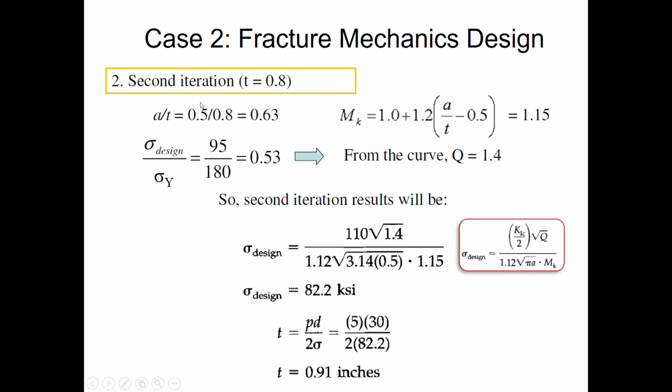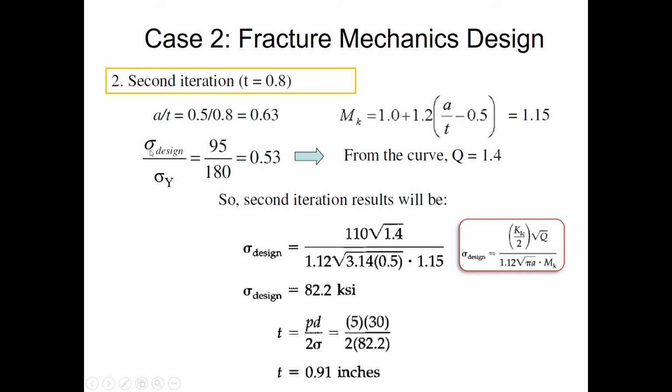Okay, so we take A equals 0.5 divided by T, which is 0.8 that we just obtained from the previous iteration. We obtain the ratio A divided by T equal to 0.63. So we need to find the value of mk. Before this, we just assumed that S to be 1. But now we have this equation where 1 plus 1.2 times A divided by T, which is this ratio 0.63, we substitute here, minus 0.5, and then we get mk equals 1.15.